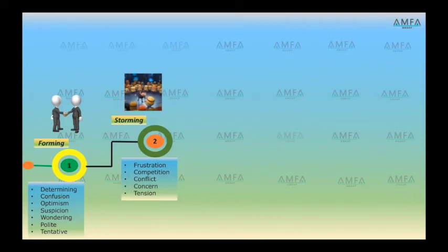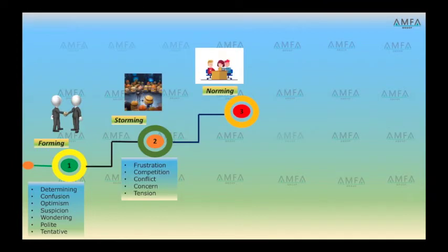After the storming stage, it goes to norming. Here, the group members accept the group and even accept the idiosyncrasies of fellow members. The group becomes an entity by virtue of its acceptance by the members. Harmony is of maximum importance, and task conflicts are avoided to ensure harmony.